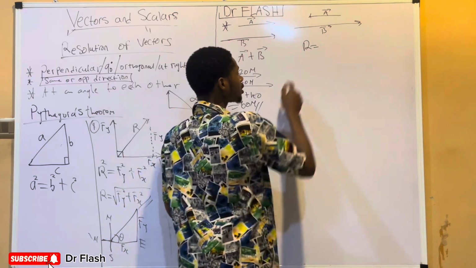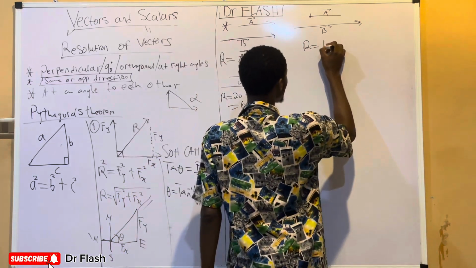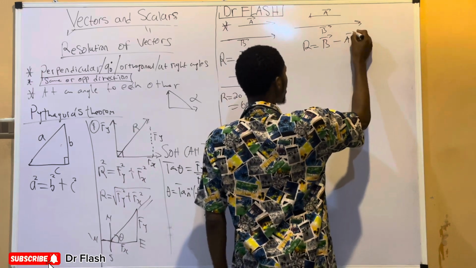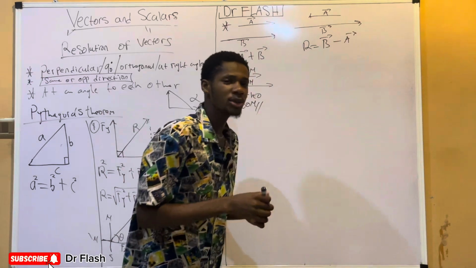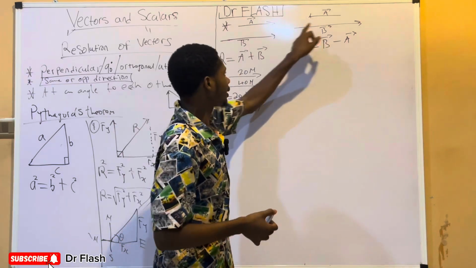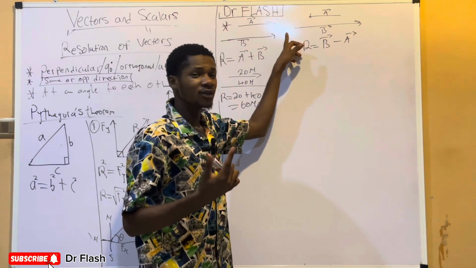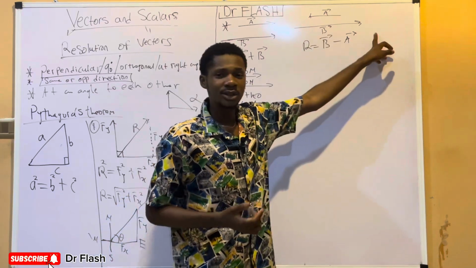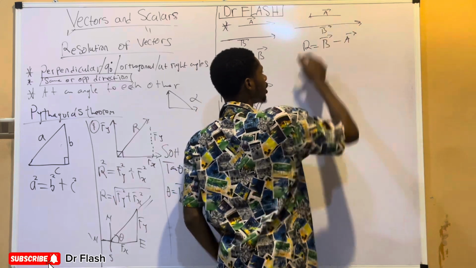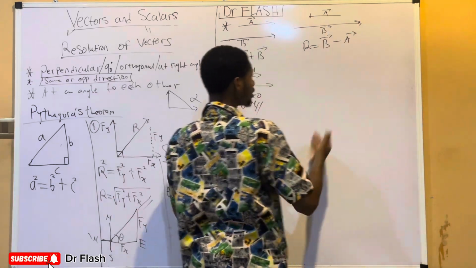Okay, so for the resultant vector, it is equal to the difference between the two vectors. That is the bigger one minus the smaller one. Why am I subtracting A from B and not B from A? Simply because I'm taking B to be the greater vector. Look at the length of the line. Because of the length of the line, we're assuming B to be the greater vector. So it's vector B minus vector A, and the resultant will be the difference between B and A.